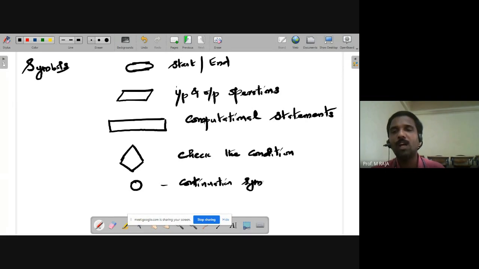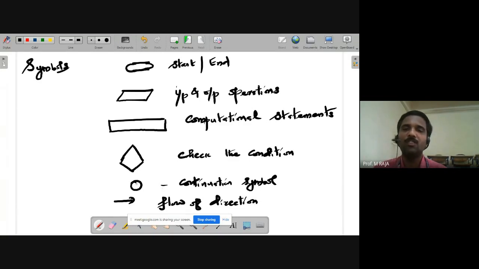In case the flowchart does not fit in one page, finally we need to put an arrow mark like this. This is arrow mark that is used to indicate the flow of direction. Finally, the flow of direction should reach this symbol. Inside this, we can represent some letters A, B, C, D. Then in the next page, we can start with the same symbol, small circle and letter. Then put the flow of direction. We can continue.